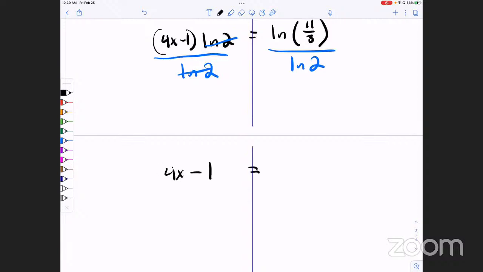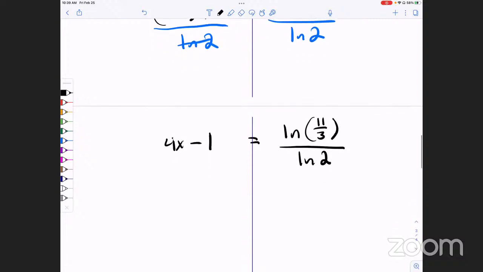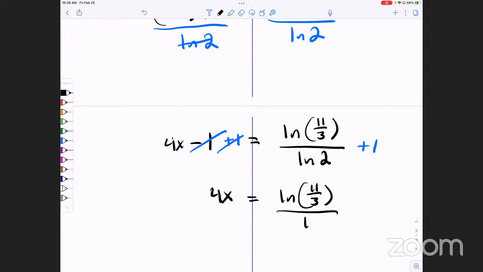Minus 1 equals the natural log of 11/3 divided by the natural log of 2. One more step: we add 1 on both sides, plus 1 and plus 1. A number plus its opposite is 0. We get 4x equals the natural log of 11/3 over the natural log of 2, plus 1.